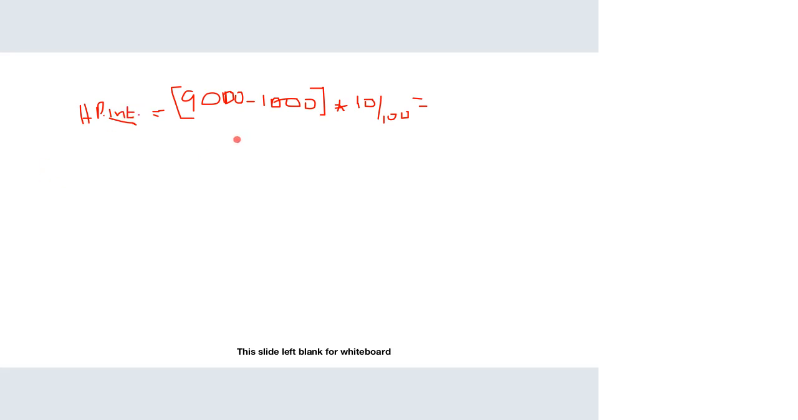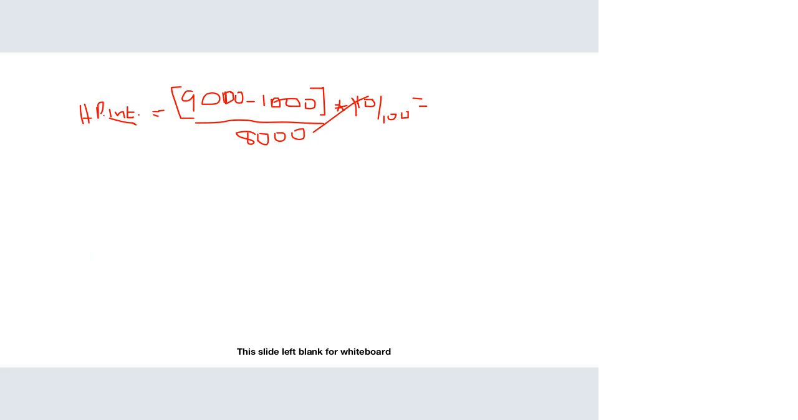So if you multiply this, what will we have? If you subtract 1,000 from 9,000, we'll have 8,000. So 8,000 times 10%. What will that give us?